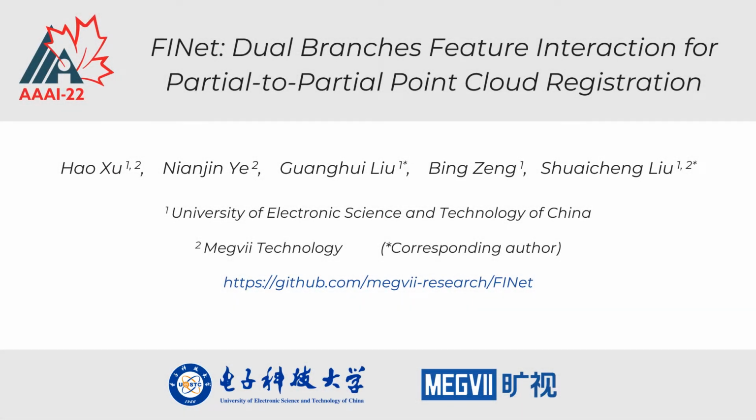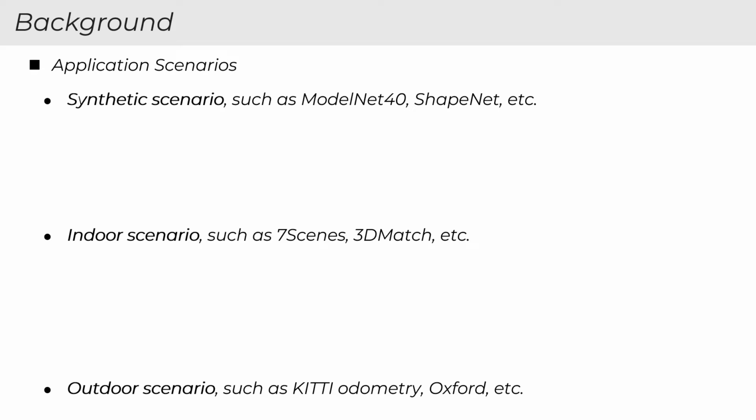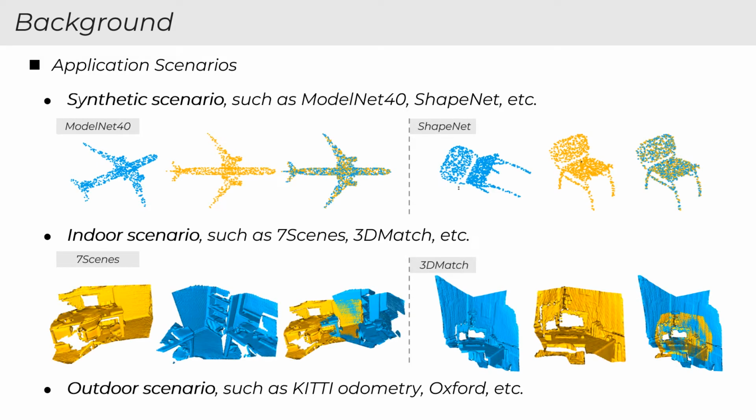Hello everyone, in this talk, we present a dual branches feature interaction-based network, named FINet, for partial-to-partial point cloud registration. Point cloud registration is a long-standing research problem in the areas of computer vision and computer graphics, and its application scenarios include synthetic, indoor, and outdoor scenes. In this paper, we mainly focus on the first two scenarios.